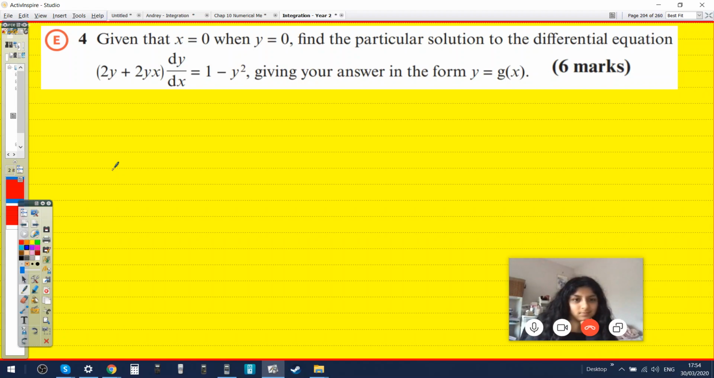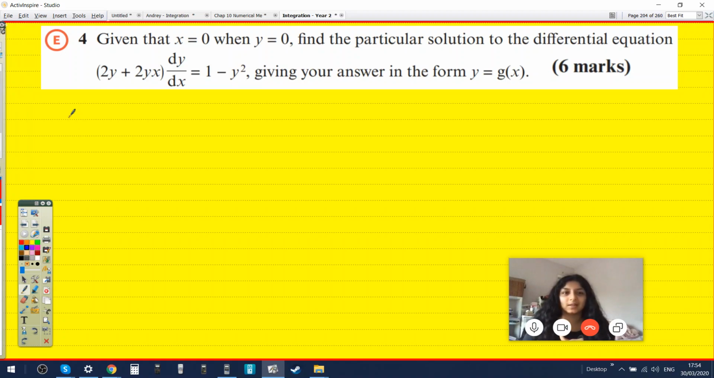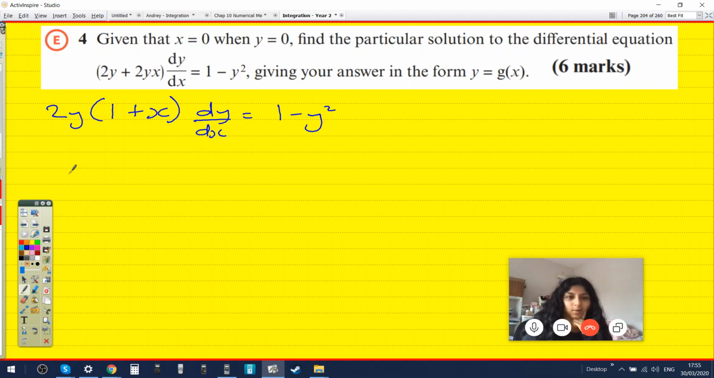All the y's on one side, all the x's on the other. But there's one with both. I have an idea. Oh, you can factorize that so you get 2y(1 plus x). And then you could divide by 1 plus x. And multiply by 1 minus y squared. What would you get? 2y, 1 minus y squared is equal to 1 plus x. I think. And then dy on that side and dx on the x side.